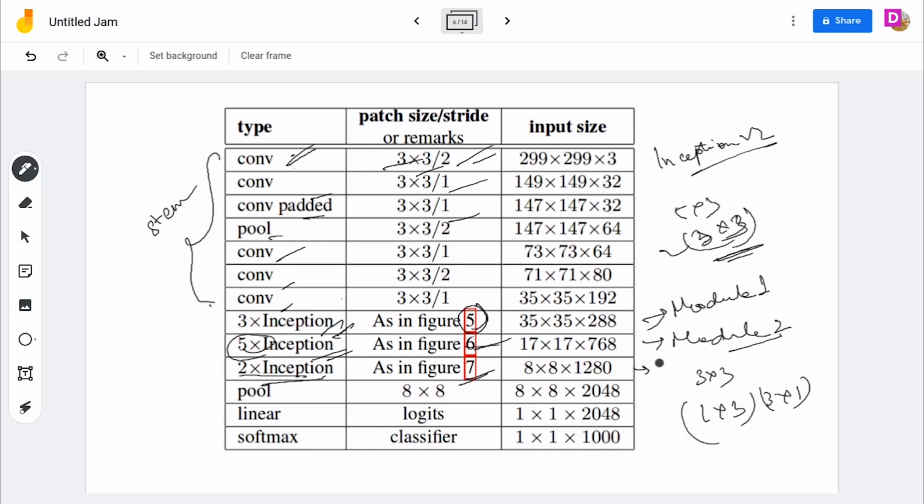This is basically module 3. In module 3, they have gone even wider. So 3x3 is no longer 3x3, but it is basically two convolutions: one is 1x3, the other is 3x1. So this is basically what has happened here. Figures 5, 6, 7 are basically module 1, module 2 and module 3.